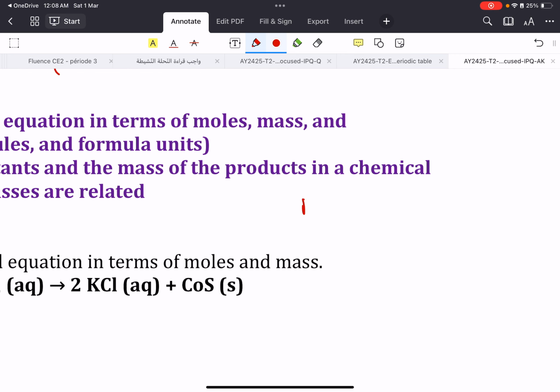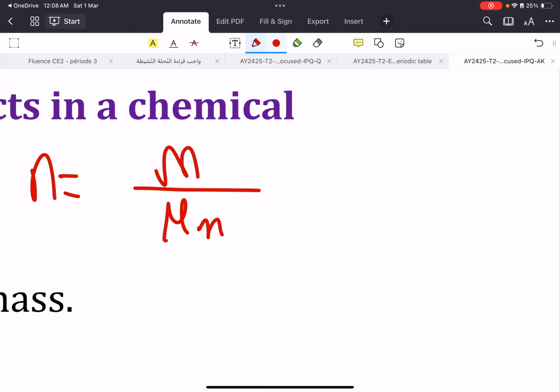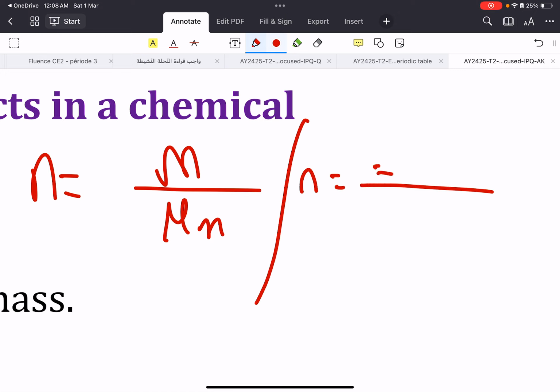To convert from mole to mass, here's your formula. To count atoms, molecules, particles, here is your formula. It's always done through N, the number of particles over Avogadro's number.